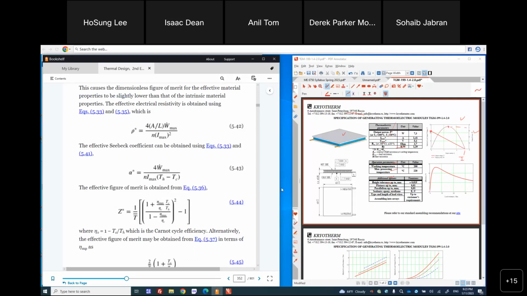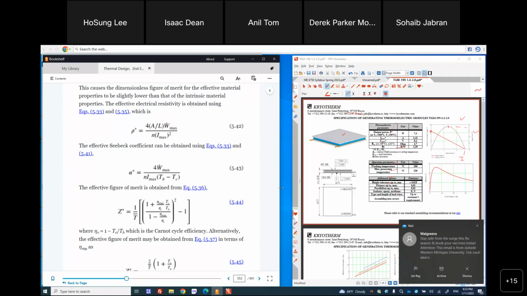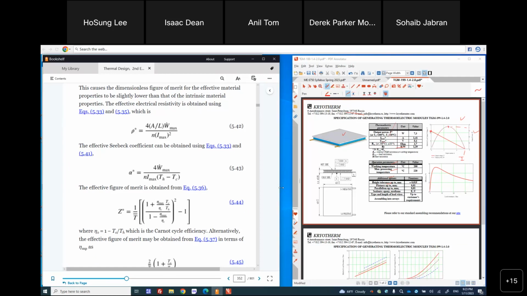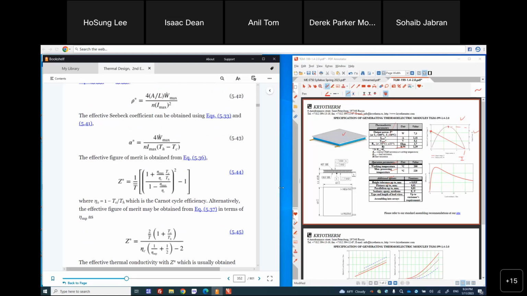Yes or no? Say yes if you understand. Please say yes. No one understands what I'm talking about. The Seebeck coefficient, I can calculate from maximum values, yes or no? Yes. I can calculate the resistivity. And I can calculate the Z value, the figure of merit, from maximum values. So I can calculate the Z.